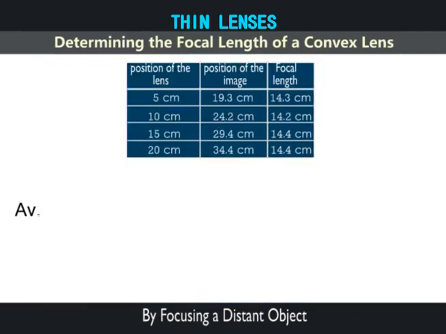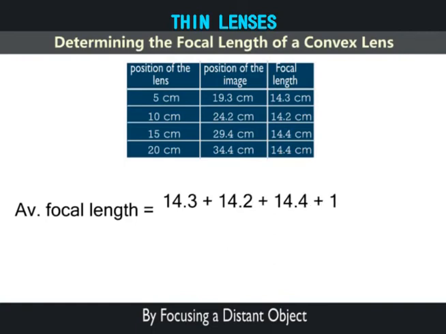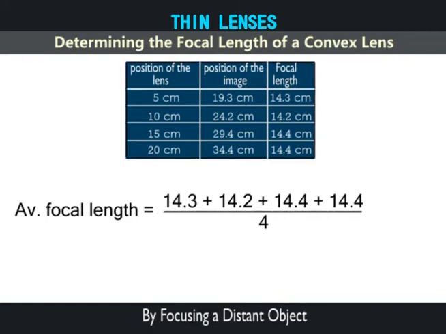Then we calculate the average for the focal lengths. (14.3 + 14.2 + 14.4 + 14.4) / 4 gives us 14.4 centimeters. This is our estimated focal length of the lens.